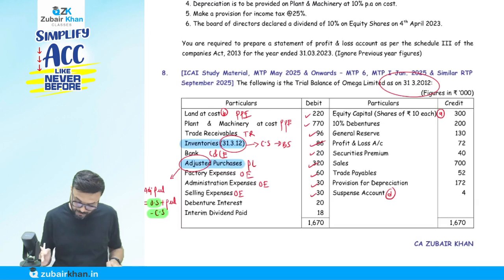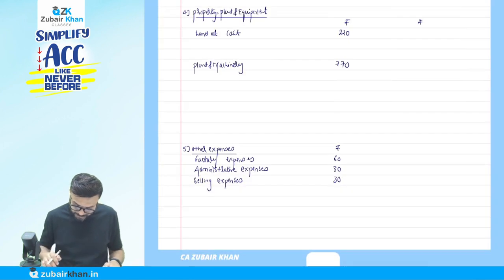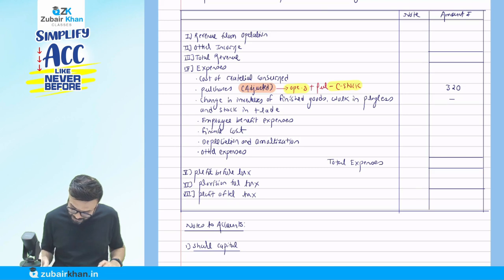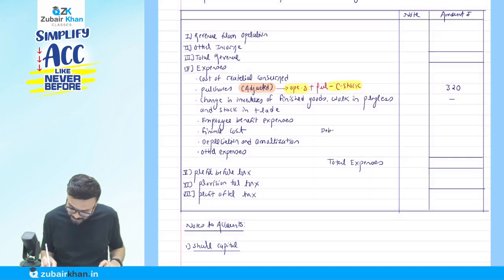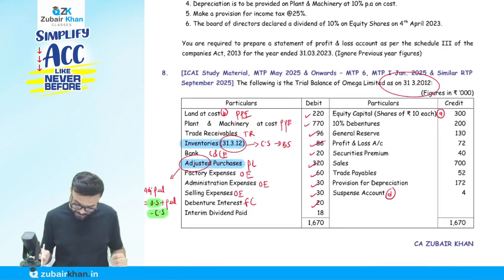Then we have debenture interest. So it will come under finance cost 20. So write down in notes to the P&L account, if debenture is under the finance cost you can also mention debenture interest. If you want, you can also make a note to account on it, no problem. Debenture interest 20. So write down there 20.